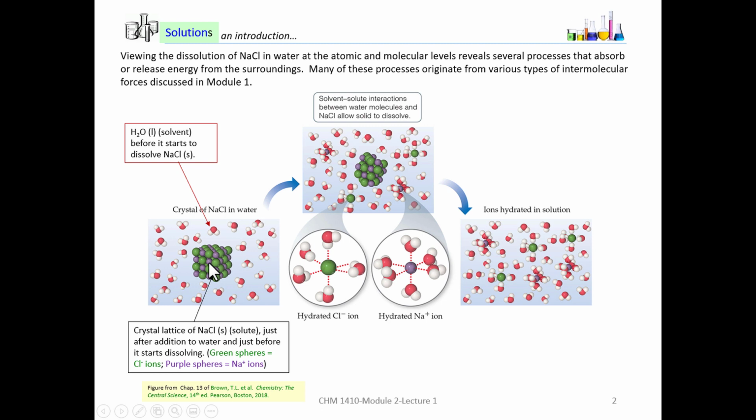The spheres that make up this cube are representative of the two different kinds of ions. So here the purple spheres are sodium ions and the green spheres are chloride ions. You notice that chloride ions are larger than sodium ions. That would have been something you covered in General Chemistry 1.